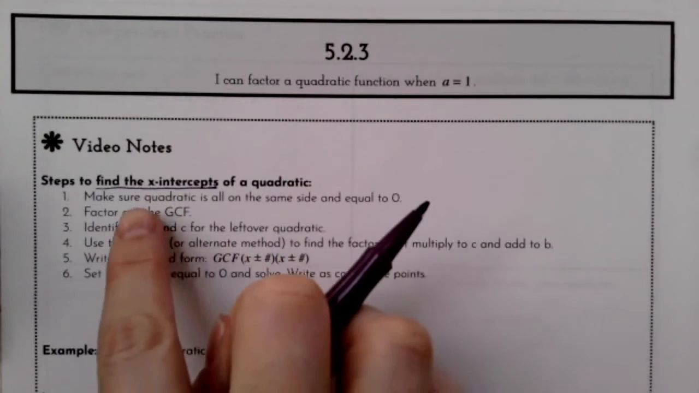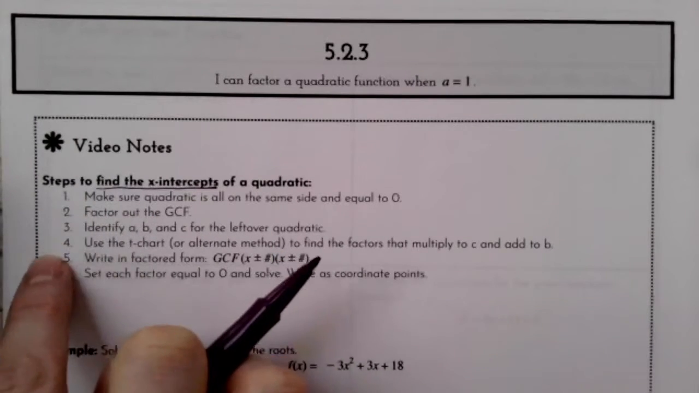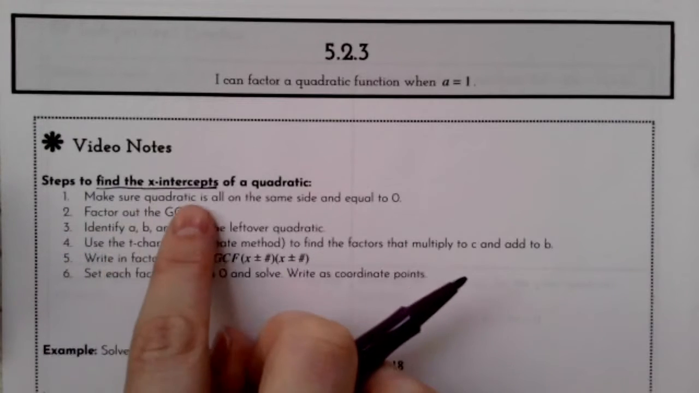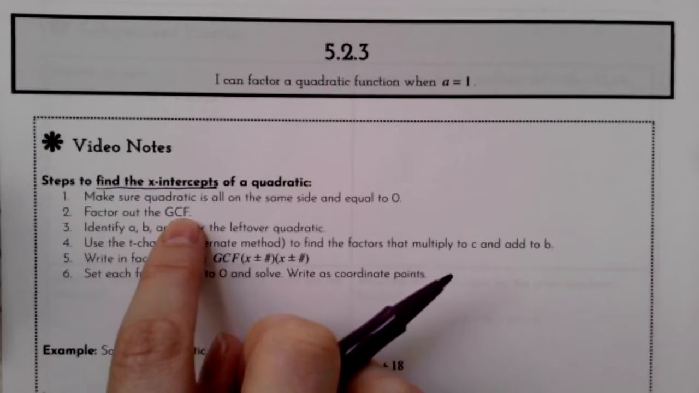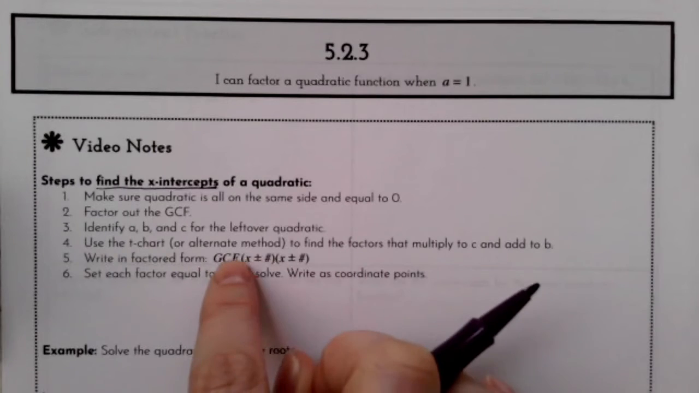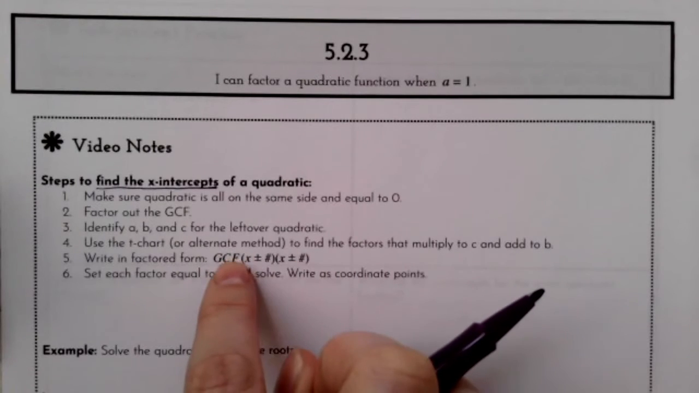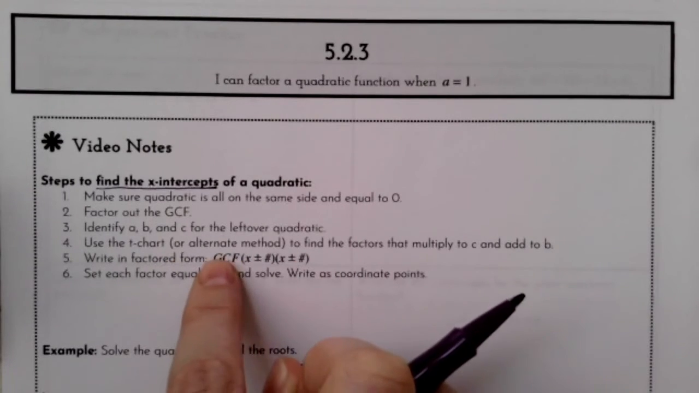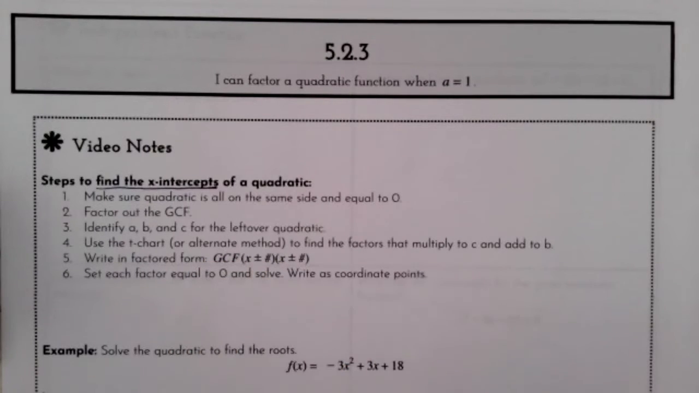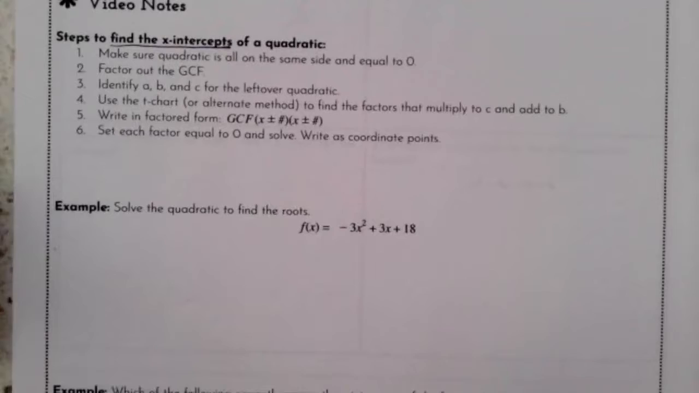And actually, the beginning part of this, steps 2 through 5, we've done before. We did this last unit when we were talking about greatest common factor. We used our t-chart and we found our factors, and then we wrote our answer like this. Today we're just going to go one step further and use that process of factoring to actually solve for the x-intercept, so using it for a purpose.